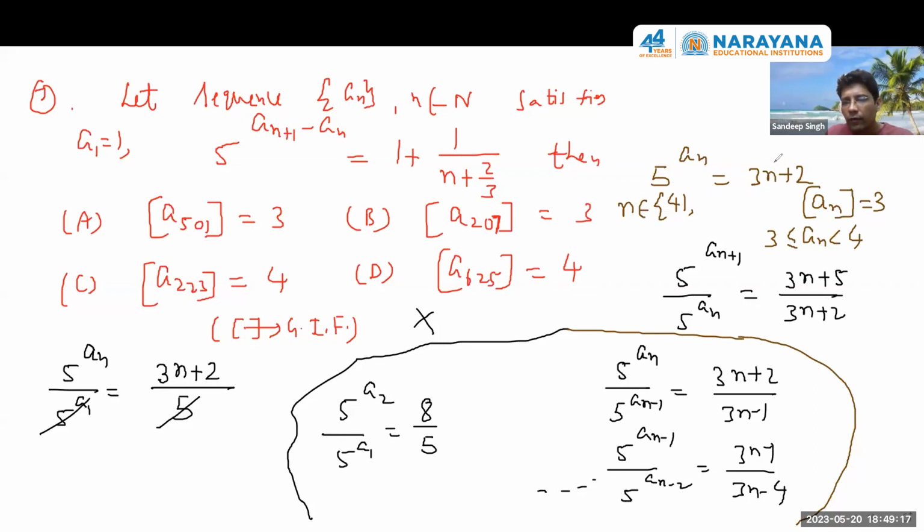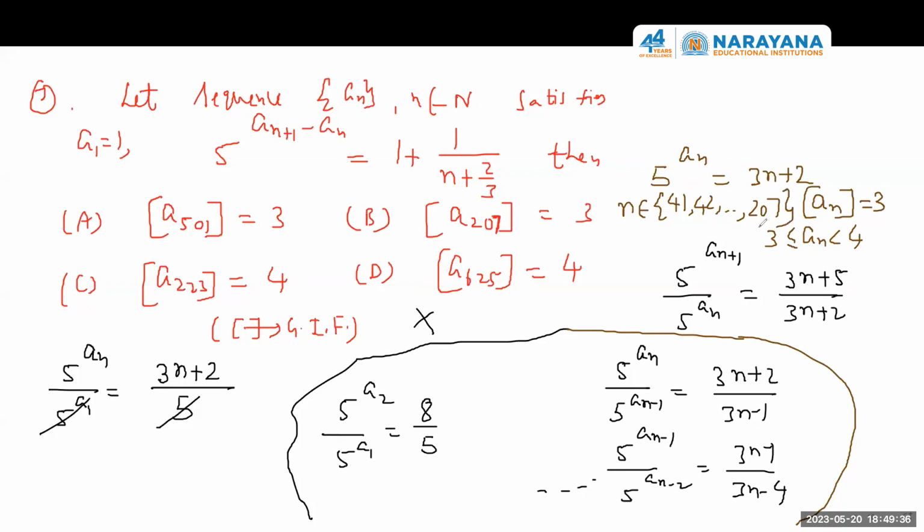So n will start from 41. 41 into 3 is 123 plus 2, 125, 5 cube. And it will go on till what value? 625. So 207, 621 plus 2, because 208 will increase it. Is that clear or not? So from here, D is okay, till 207. And which value of n gives the integer part 4? Tell me.